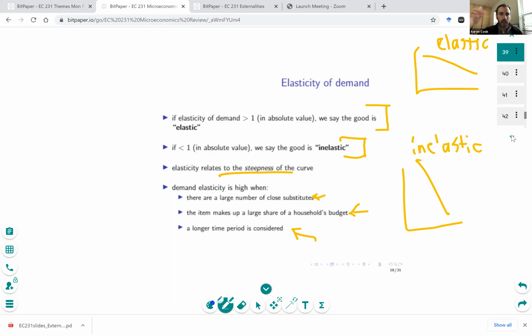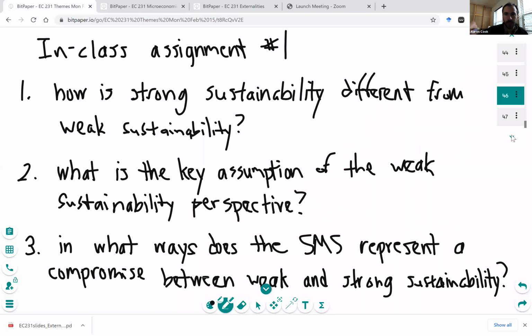I wanted to just give a little bit of a review assignment to recall and review some of what we talked about last week about sustainability. So I have here an in-class assignment that I want you to work on for about 5 minutes. So remember, this is part of your attendance and participation grade. Take 5 minutes or so and try to answer these questions.